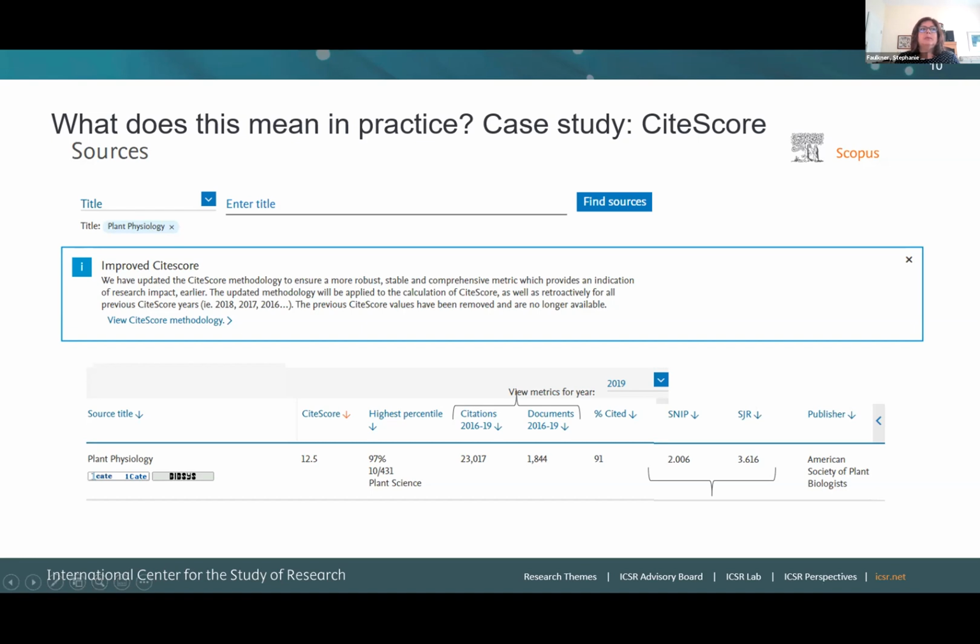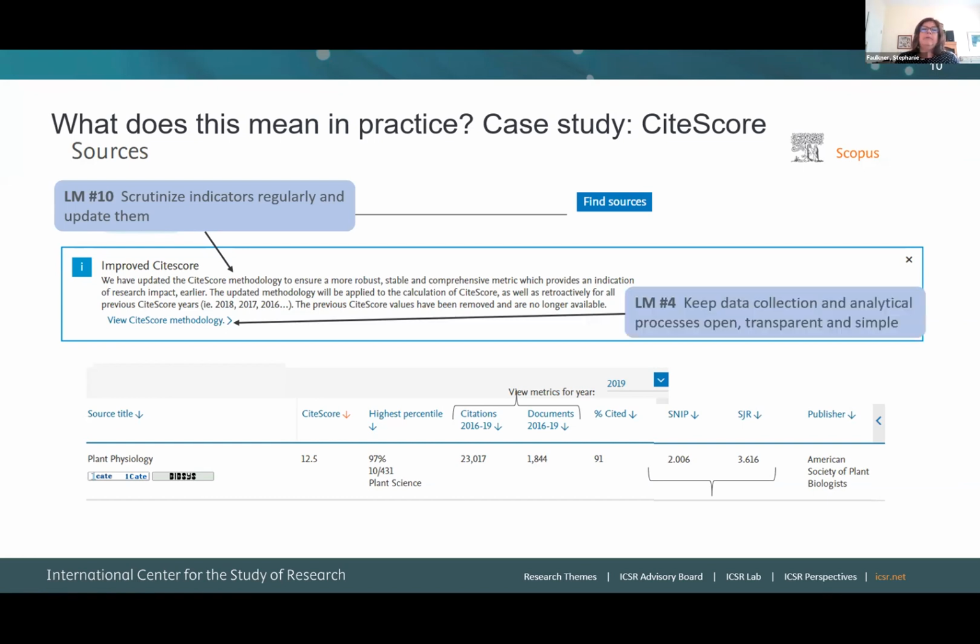one of the Leiden Manifesto principles is that you should scrutinize indicators regularly. That's Leiden Manifesto number 10. It's the last principle. And we took that very seriously, and we took a lot of customer feedback and expert feedback. And in 2020, just last year, we launched a new version of CiteScore. We improved that. And we made it very clear why we did that here. And to reinforce Leiden Manifesto number 4, it's about making data collection and analytical processes open and simple and easy to understand. We've also got a link to our methodology, right? So that's fully exposed and anyone can see it.